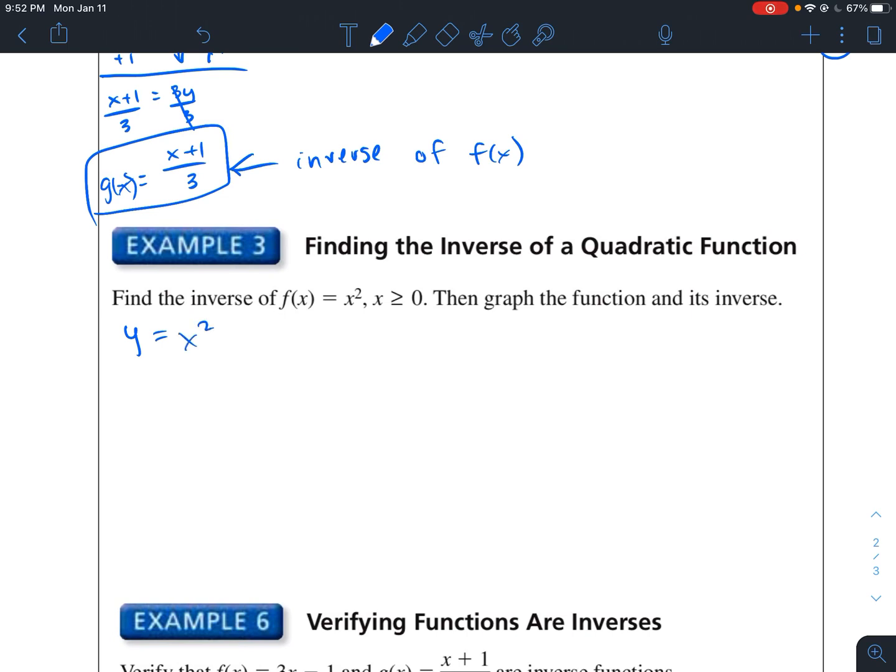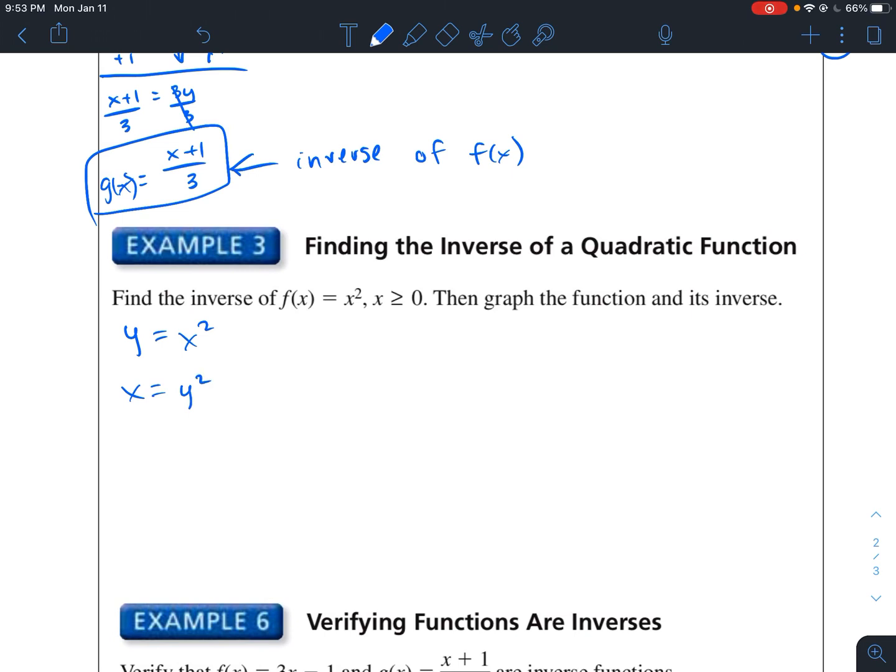Okay, I want you to ignore this part right here. We're not going to be doing any graphing. y is equal to x squared. And then we're going to swap the locations of x and y. So now it's going to be x is equal to y squared. And we're going to solve for y.